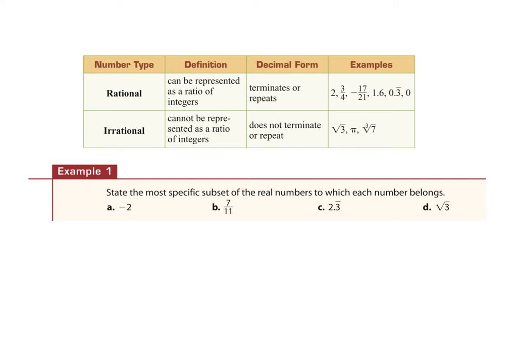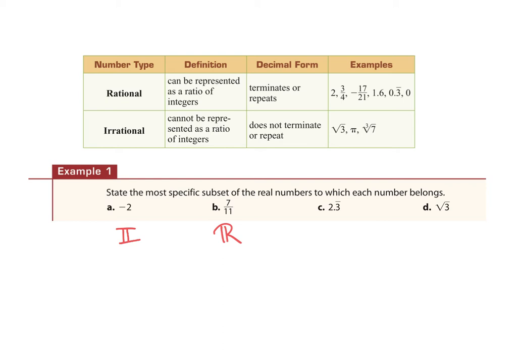That is the most specific. Now, technically, it falls into other categories. It's an integer, it's also rational, and it's also real. But the most specific is integer. What about 7/11? You can just call it out. Rational, right? It's written as a fraction. If we can write it as a fraction, it's a rational number. It's also a real number, but it's rational.